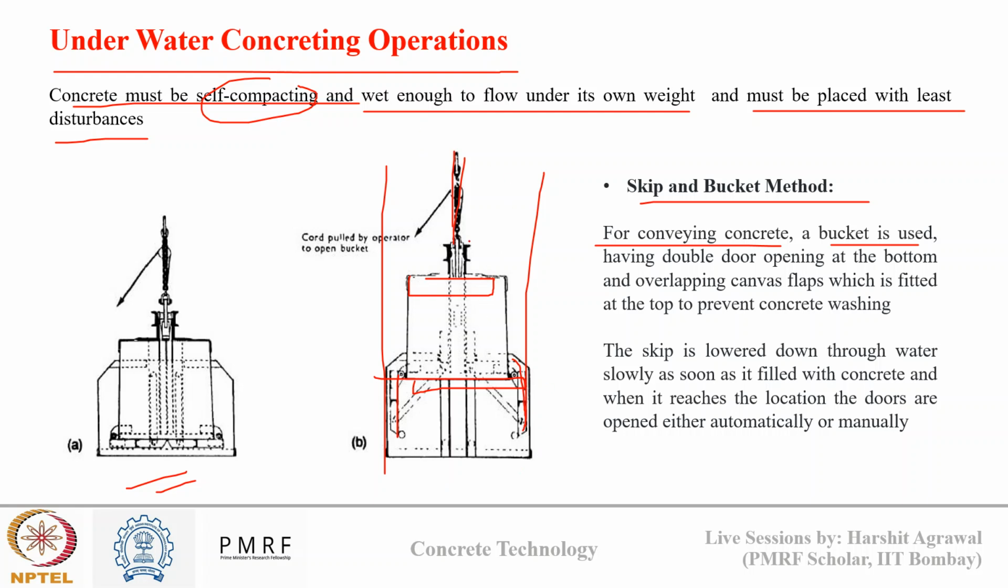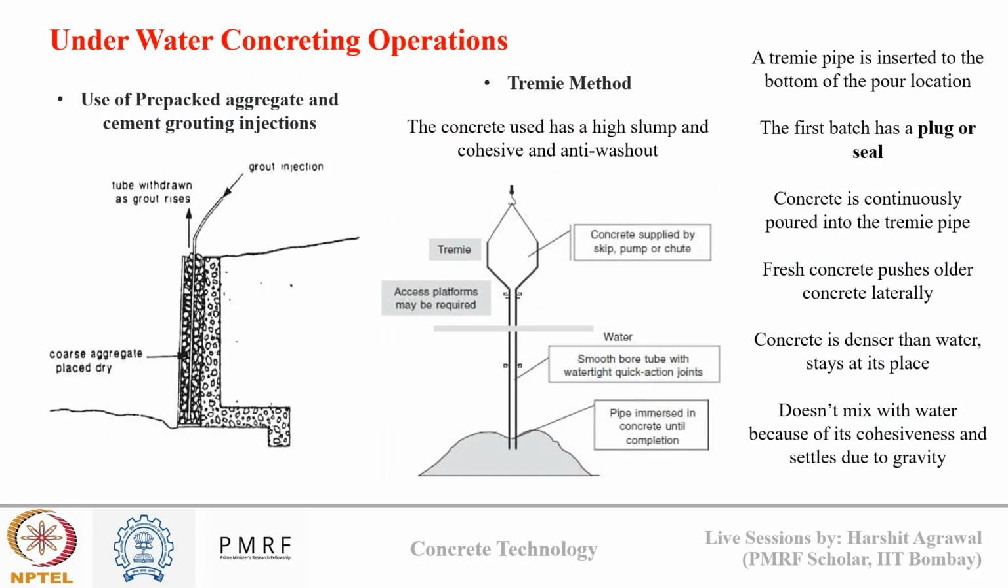If I am not lowering my bucket till the bottom and I am pouring from a certain height, what will happen? Due to the height of fall, a compaction energy will be created, which can lead to some leakage from the formwork that I don't want. So I will automatically or manually take my bucket down to the certain level, pour the concrete and lift the bucket up. So this is known as the skip and bucket method.